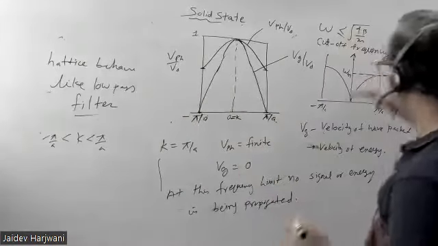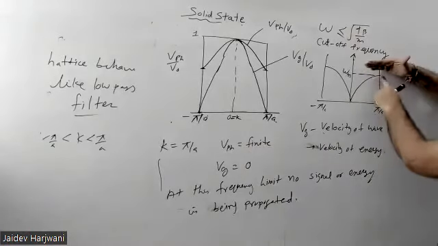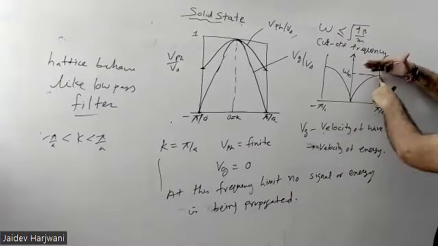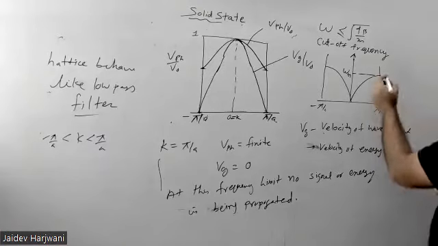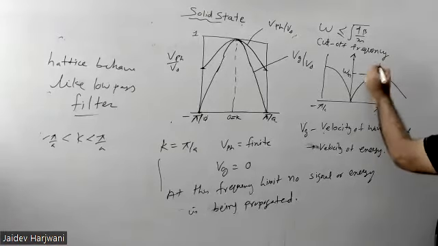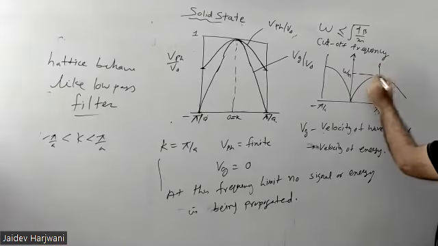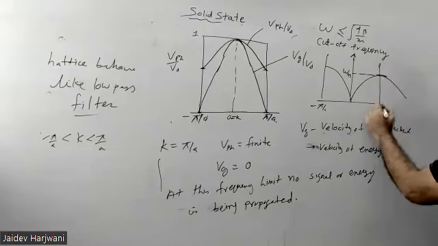That means there is an upper limit of frequency. We already saw there is an upper limit of frequency. After that, it will repeat and the frequency will decrease. This is the maximum frequency; only up to this much can it propagate.